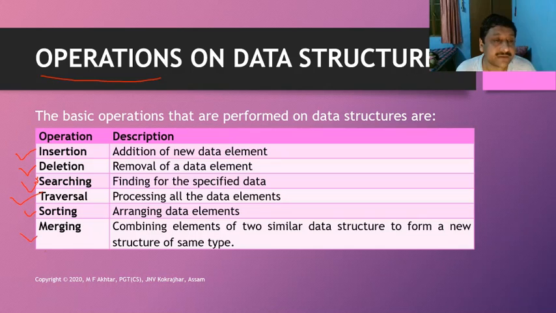Merging of data: suppose there are two or more data structures prepared by different persons, then all the data is collected, and the merging process combines all the data into a single data structure. That is, combining elements of two or more similar data structures to form a new structure of the same type. These operations we can do on a data structure.